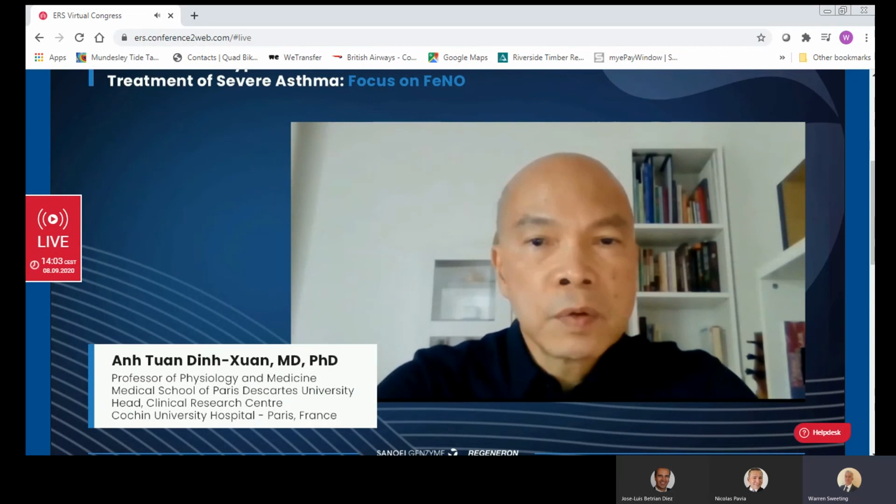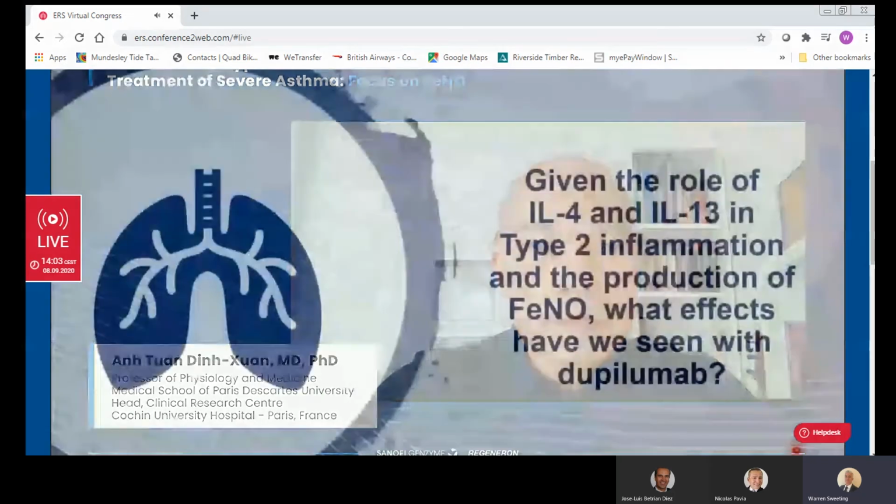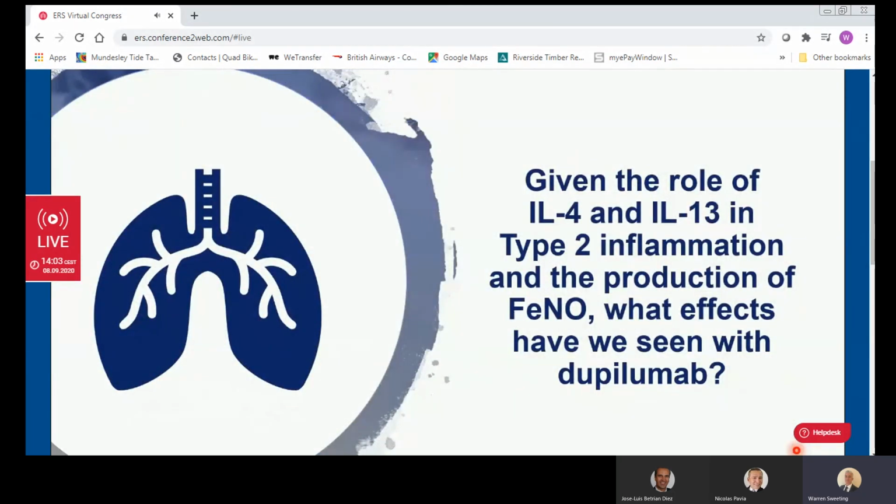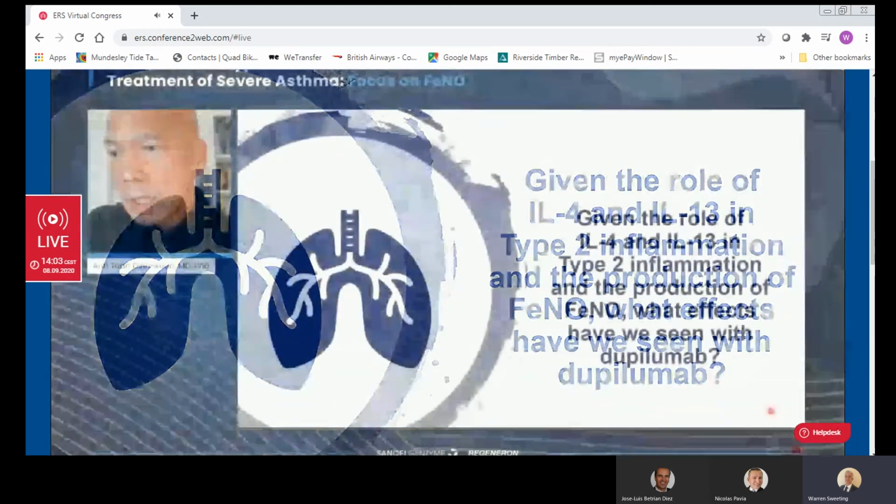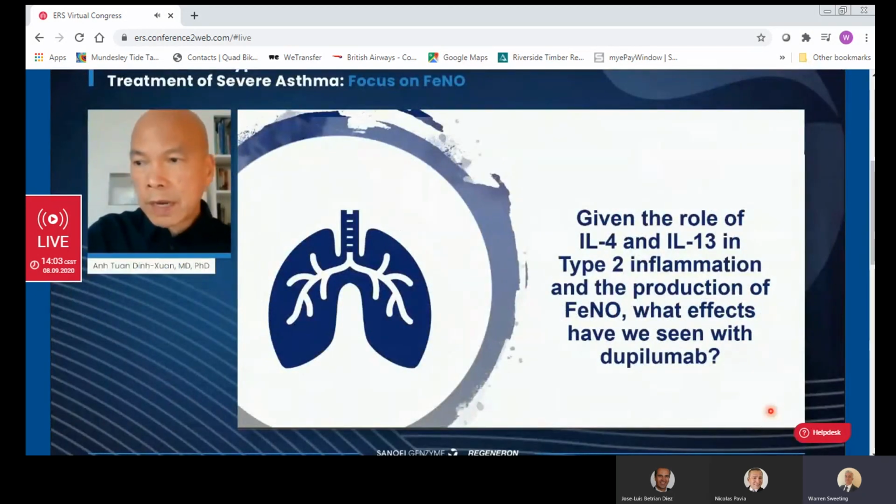We have a great discussion taking place with our panelists. So now let's continue with our next topic. Given the role of IL-4 and IL-13 in type 2 inflammation and the production of FeNO, what effects have we seen with dupilumab? And I will invite Dr. Korn to begin with your thoughts.